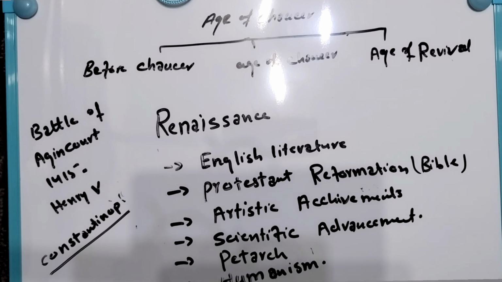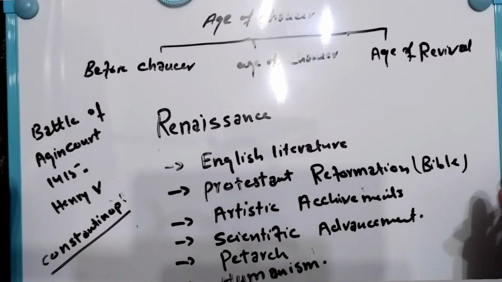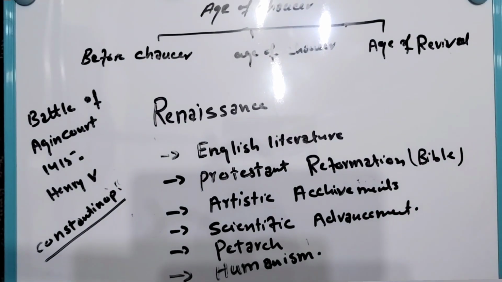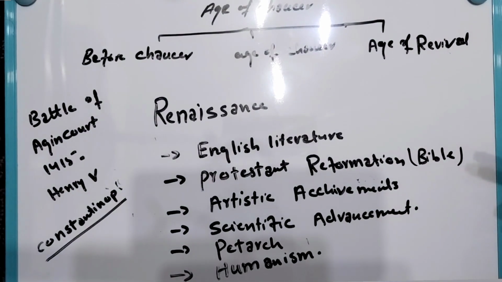Another one: Vasco da Gama was another explorer who discovered India as well. So in the Renaissance age, we can say it was a time of scientific rebirth as well. These were the major facts about the age of revival, and the major things that happened in this era of English literature.